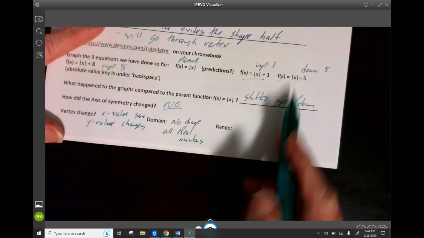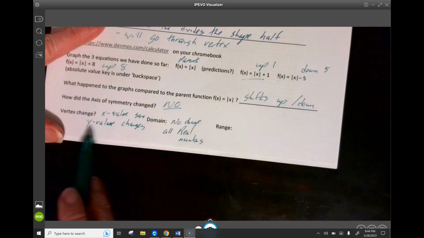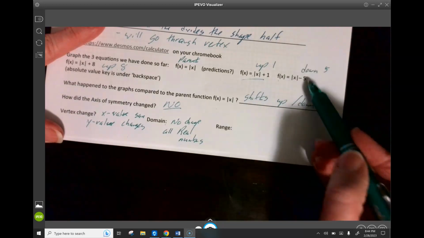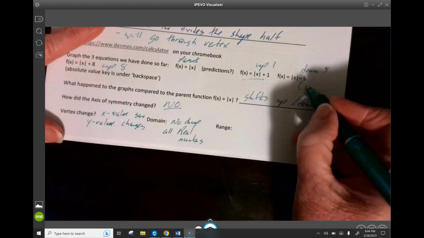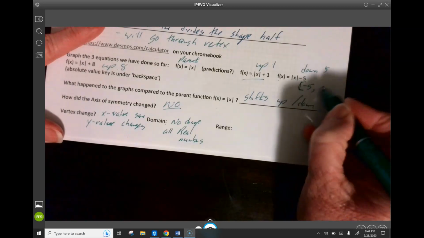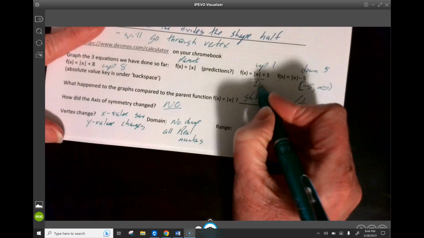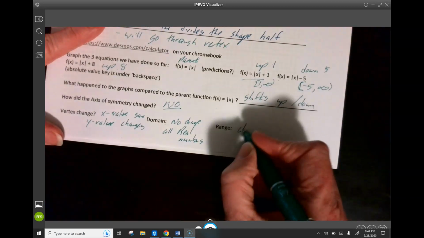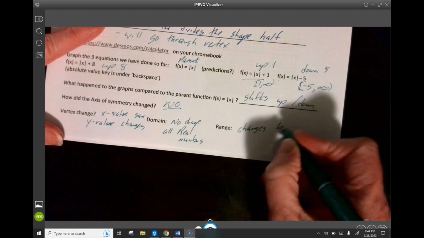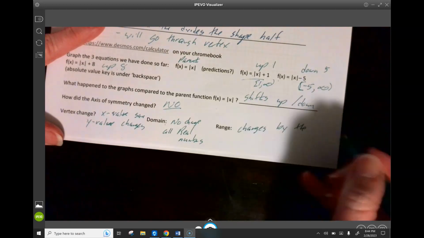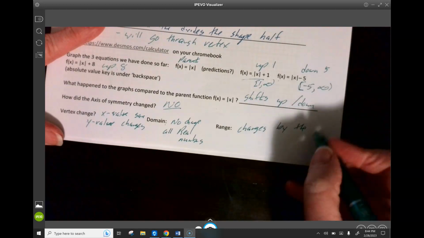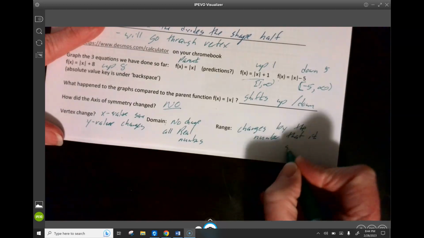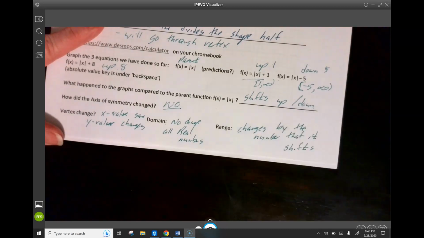And my range? Well, it changed because my y value changed. If my y value changes, my range is going to change. So here it went up 1, here it went down, and so it went from -5 on up. Here it was going to go from -5, including -5, to infinity. Here it goes from 1 to infinity. Here it goes from 8 to infinity. Okay, so yes, it changes by the shift number, the number that it shifts. I'm sure there's a more elegant way to say that.